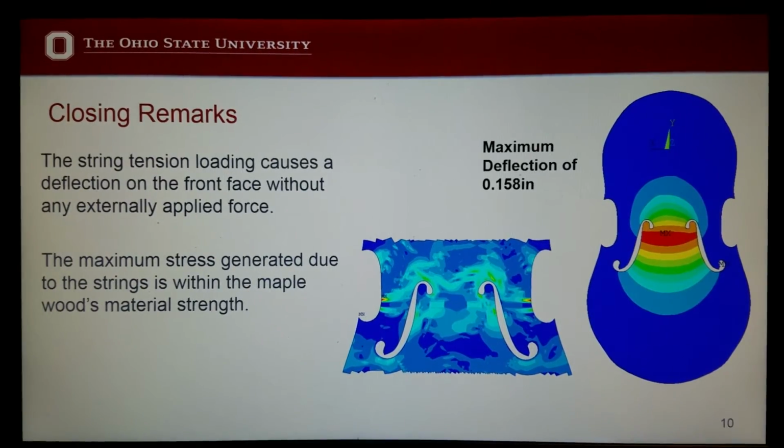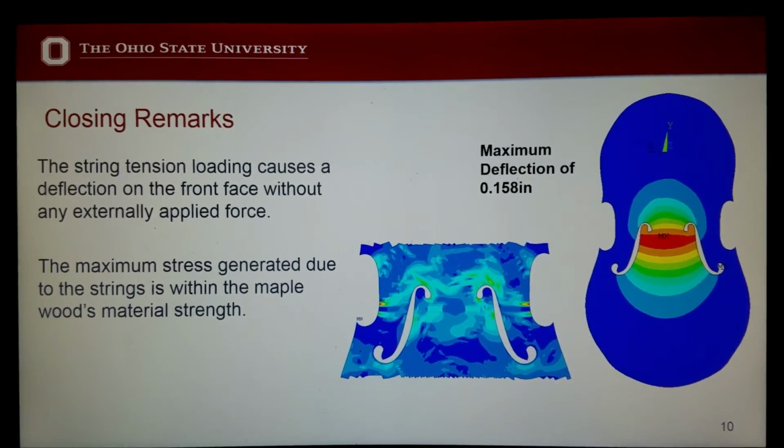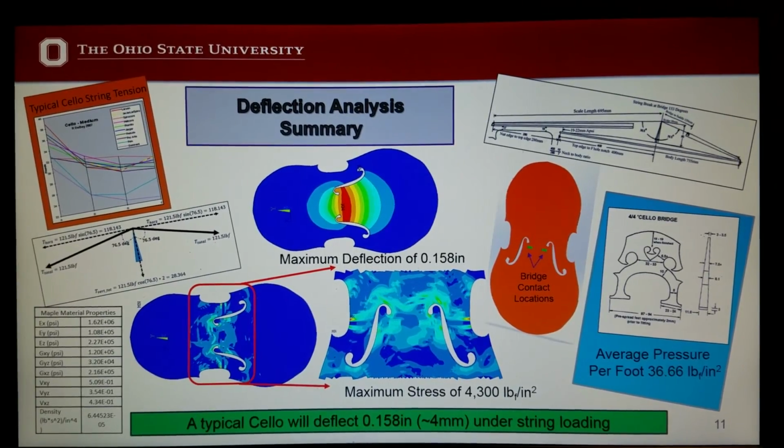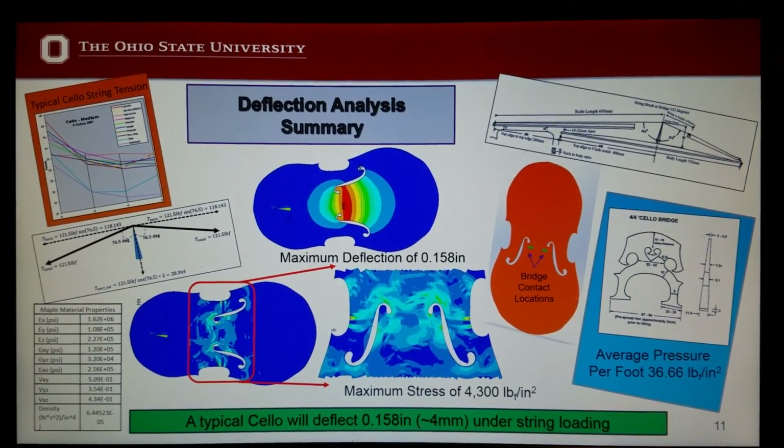The closing remarks are that the front face of the cello deflects 4 millimeters under standard string tension loading, and the maximum stress generated is within material properties. Here's a summary slide of all the key design criteria for this project.